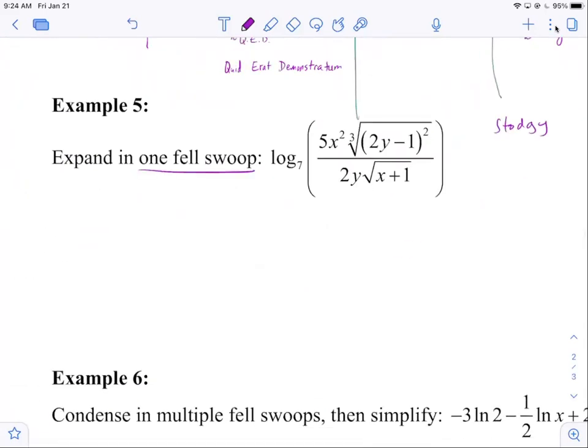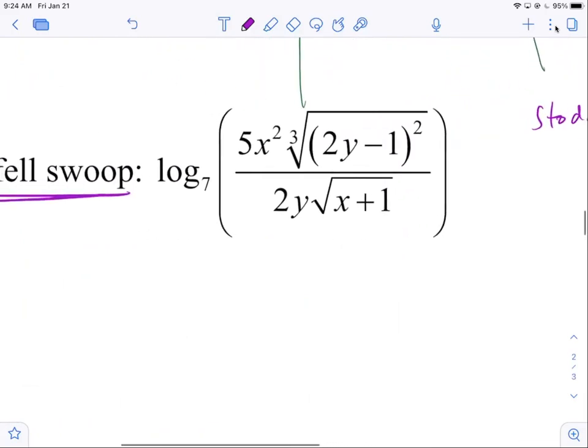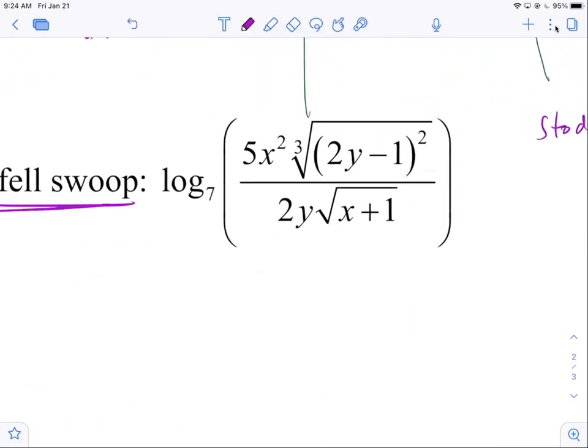Expand in one fell swoop. Okay. We're going to learn to expand in one step. That's what that means. Okay, here we go. I got log base 7 of blob. I want to expand it. That is a gigantic blob. It's horrible. That is the mountain in front of me. I want to turn it into the smaller molehills, right?